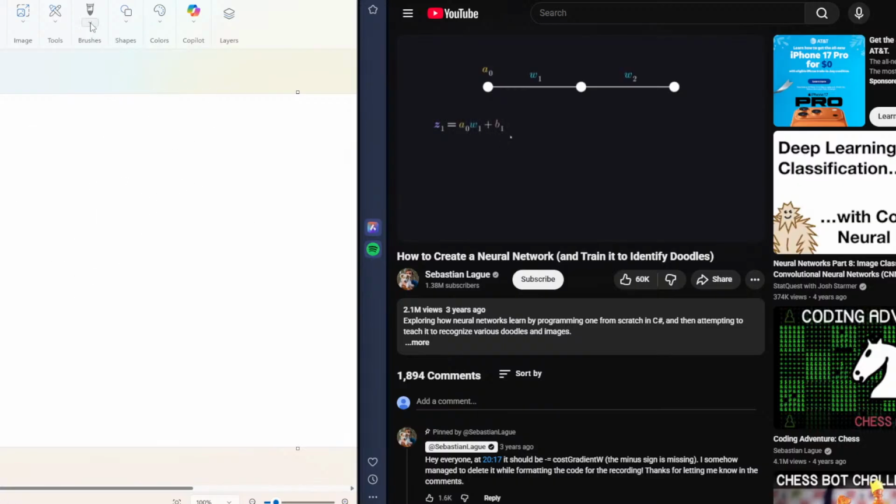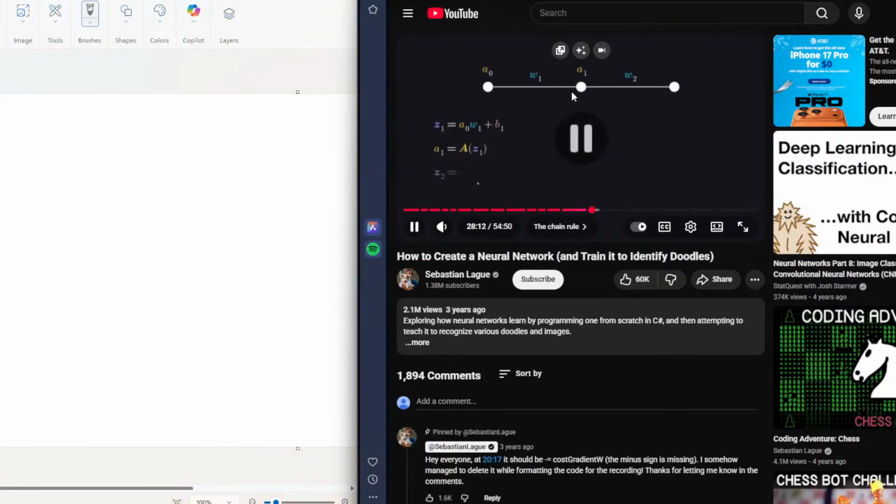We then calculate the weighted input, z1 for short, which is just the input multiplied by the weight plus some bias value. Next, we calculate activation 1 simply by passing the weighted input into our activation function. We then do the same thing to calculate z2, and you get the weighted input to go into the next node.